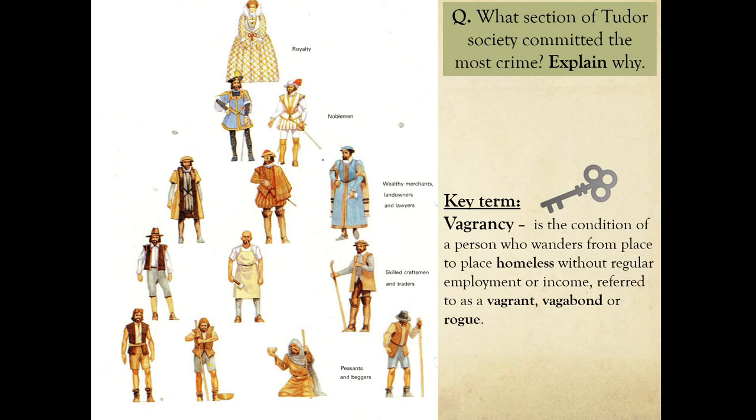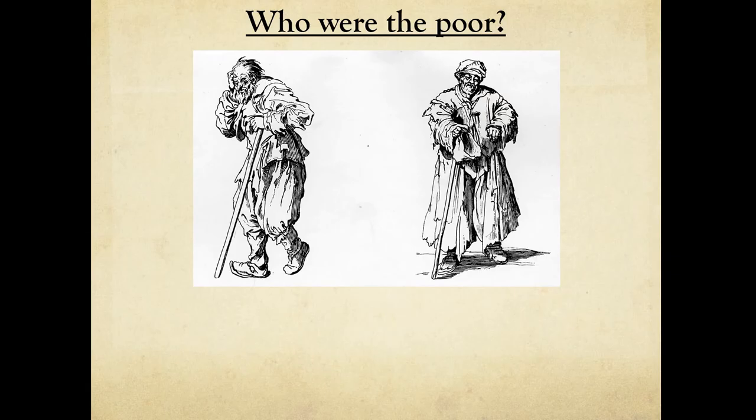Now, vagrancy, which I want you to get down in your books, please, is the condition of a person who wanders from place to place, homeless, without regular employment or income. Sometimes referred to as a vagrant, a vagabond, or a rogue. So if you see the word vagrant, vagabond, or rogue, this is what we mean. Okay? So who were these poor?